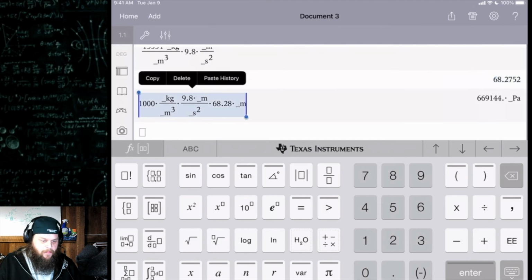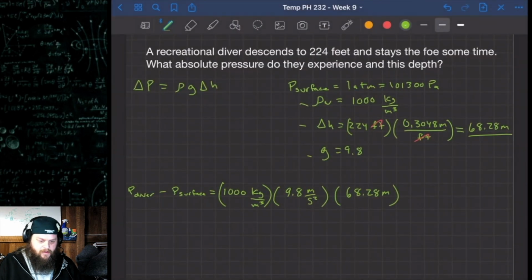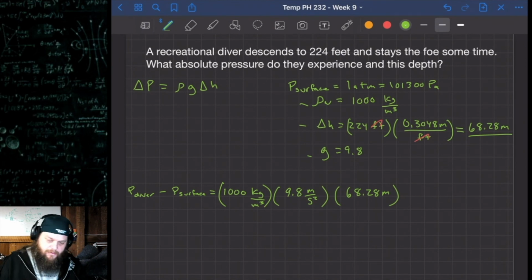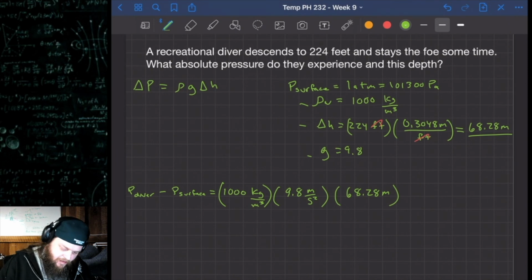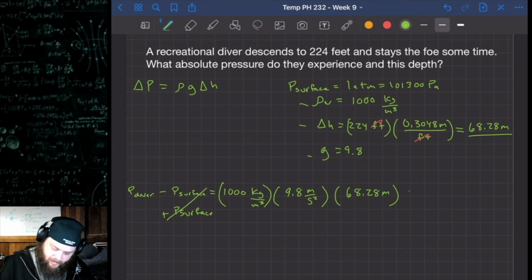Oh, what I forgot to do. What did I forget to do? So that's this equal to the change in pressure. But we need to add to both sides to cancel that. So the change in pressure, or the pressure at the surface, is 1 atmosphere, so that's 101,300 pascals.